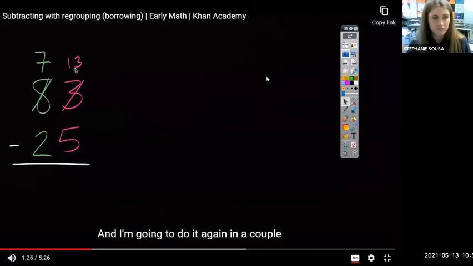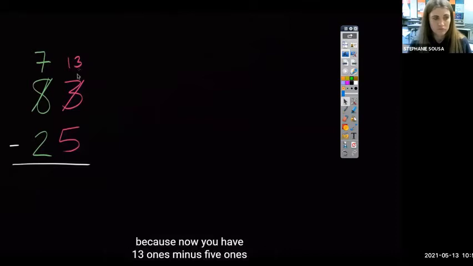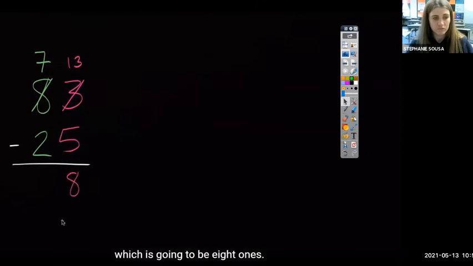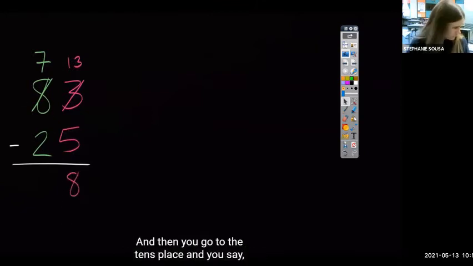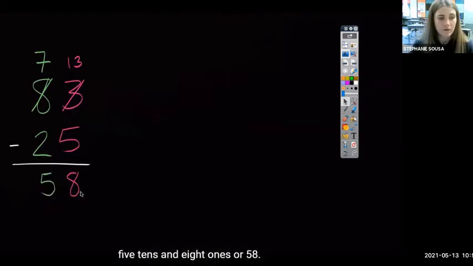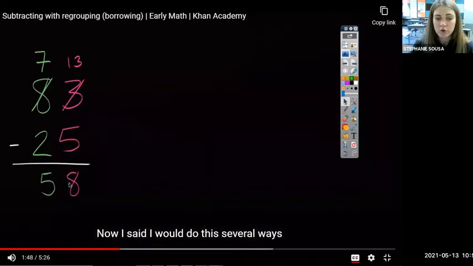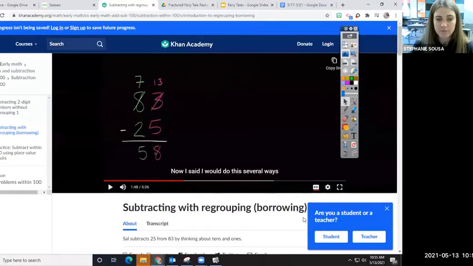And I'm going to do it again in a couple of different ways to make that clear. But let's just work through this now. Because now you have 13 ones minus 5 ones, which is going to be 8 ones. And then you go to the tens place and you say 7 tens minus 2 tens. Well, that's going to be 5 tens. So your answer is going to be 5 tens and 8 ones, or 58. Okay. Now, so that is regrouping for subtraction.